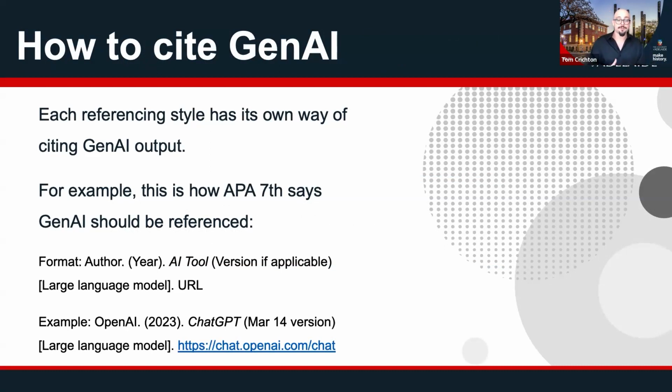So for example, this is how APA 7th style says that GenAI should be referenced. You give the creator of the tool, the year that you created that content, what the tool actually is, what version of that tool was used, if that's applicable, a description such as large language model, for example if you've used ChatGPT, and then a link to that tool. But each style will have its own slightly different way of approaching that.